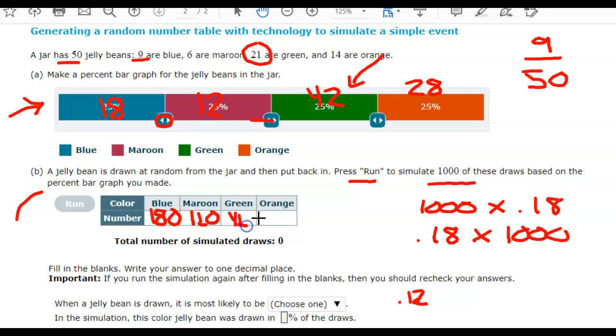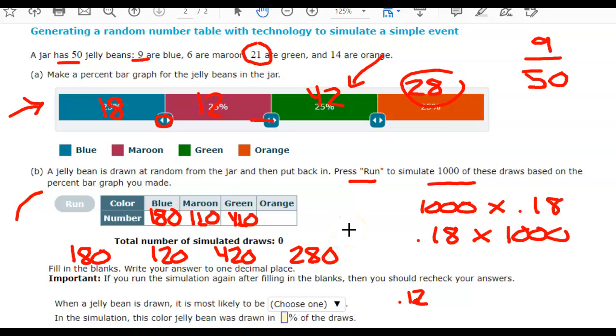It's getting kind of tight in here, you guys. 420. Let me clean this. Nah, I can't clean it up here, you guys, just because I don't want to lose that data up there. So let me rewrite this. So the blue ones, we've got 180. The maroon ones, we have 120. The green ones, we have 420. And the orange ones, we're going to do 0.28 times 1,000. So that's going to give me 280.